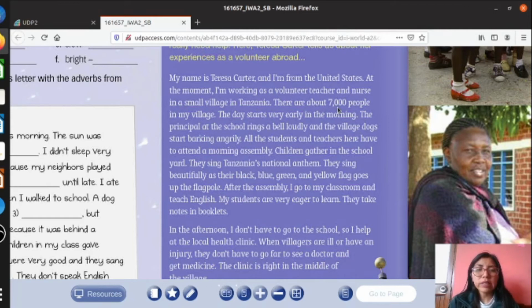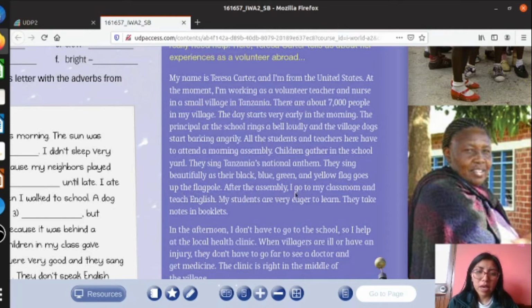There are about 7,000 people in my village. The day starts very early in the morning. The principal at the school rings a bell loudly and the village dogs start barking angrily. All the students and teachers here have to attend a morning assembly. Children gather in the school yard. They sing Tanzania's national anthem. They sing beautifully as their black, blue, green, and yellow flag goes up the flagpole.